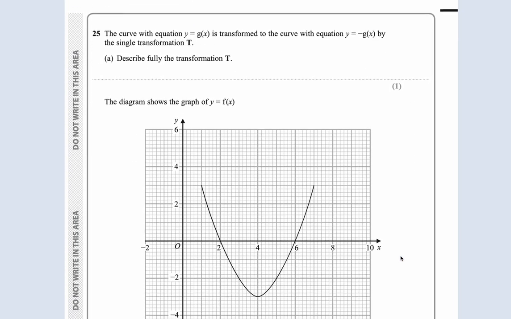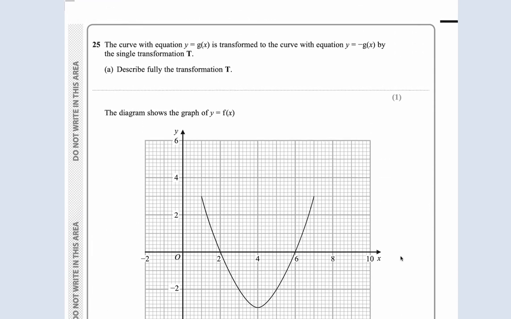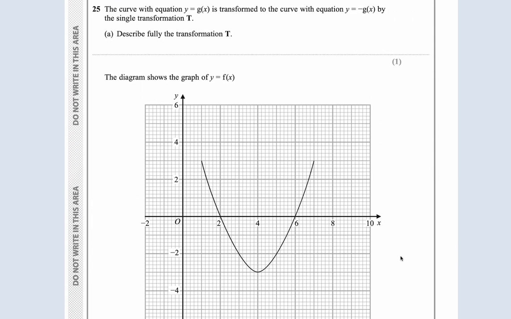Yes, we are. Last question. The curve with equation y equals g of x is transformed to the curve with equation this by the single transformation t. Describe the transformation. This is just for 1 mark, guys. Hopefully we do know this. This is an example of a last question that's actually not that difficult, because we know the transformation where I just make it minus g of x is actually a reflection in the x-axis.